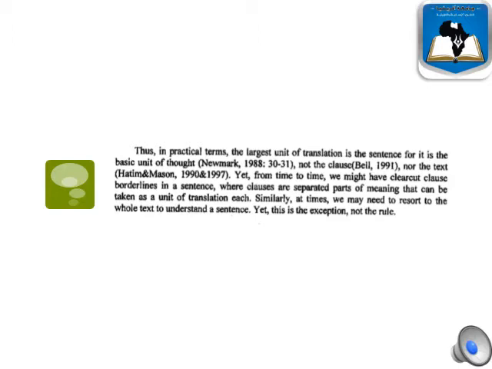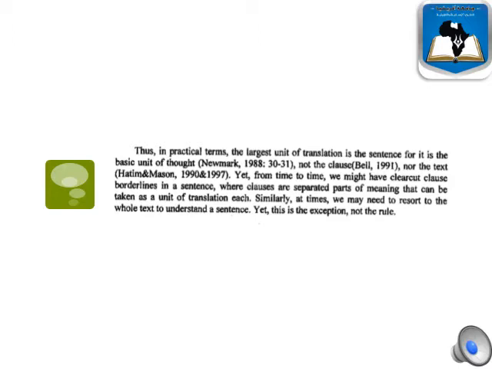Nor Bell have said, nor the text, or sorry, Hatim and Mason. Yet from time to time we might have clear-cut clause lines in a sentence, where clauses are separated parts of meaning that can be taken as a unit of translation. So let's look at the last two lines. At times, we may need to resort to the whole text to understand the sentence.